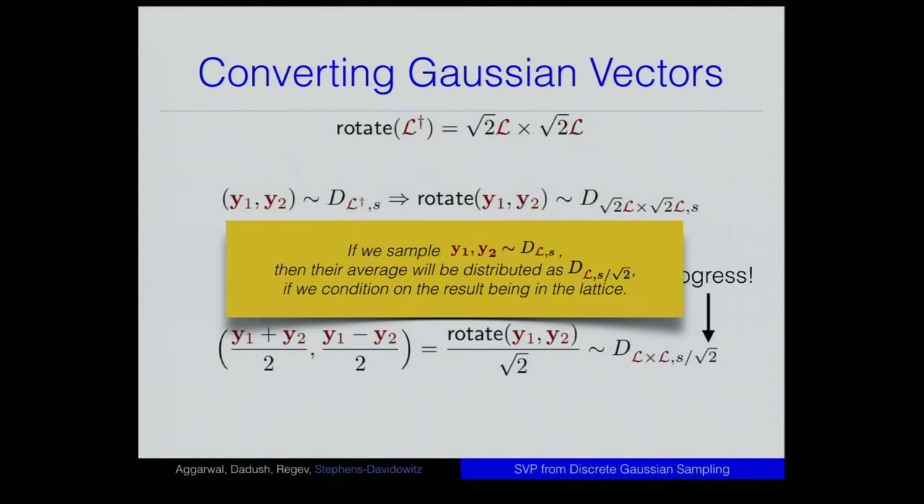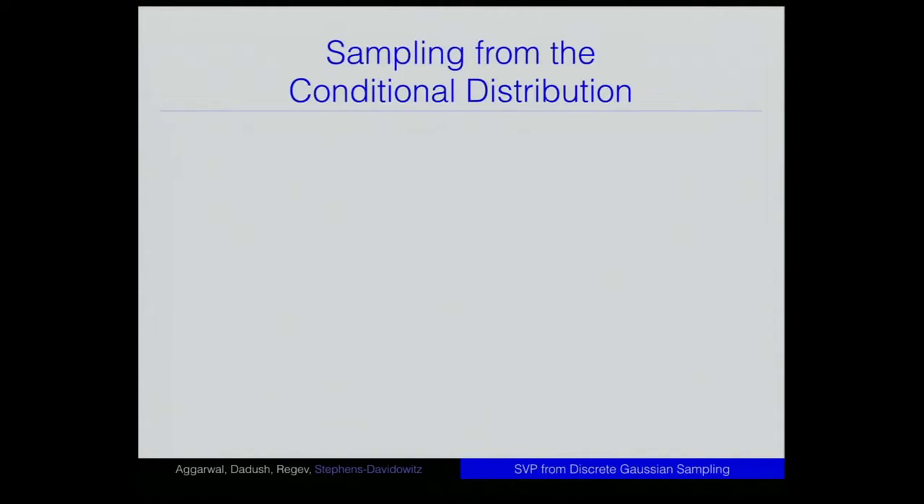And if we condition on the result being in the lattice, when we take the average of 2 lattice vectors, the result is again a discrete Gaussian with the parameter dropped by a factor of square root 2. So we're now left with the question of how do we sample from this conditional distribution. So let's just write down the probability that the average of 2 lattice vectors equals some value conditioned on them landing in the lattice.